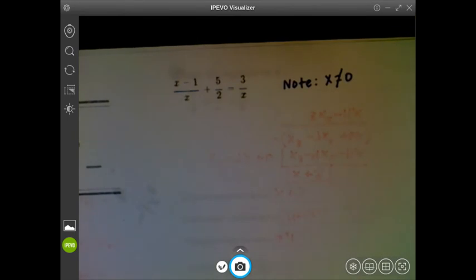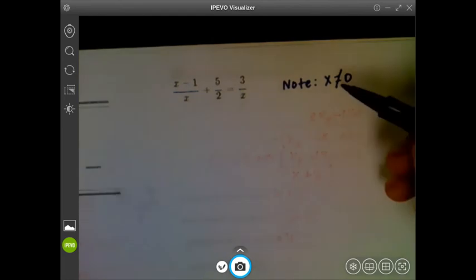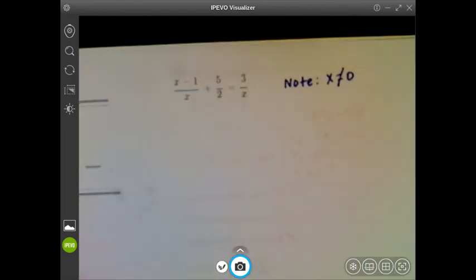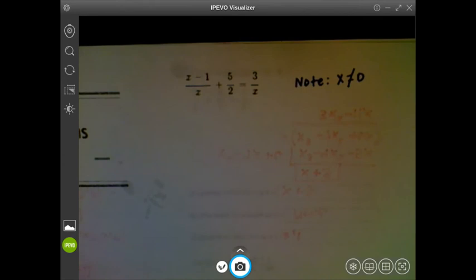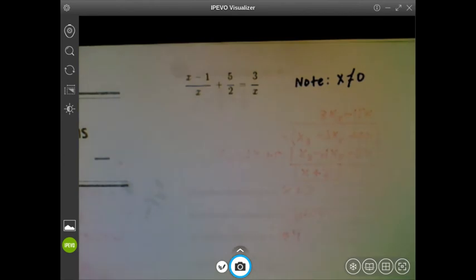If you get a 0 at the end, that means it's what we call an extraneous solution, and it is not an actual solution here. So just be careful as you're working through these that you pay attention to what would make your original equation divide by 0. So here's how this is going to work.